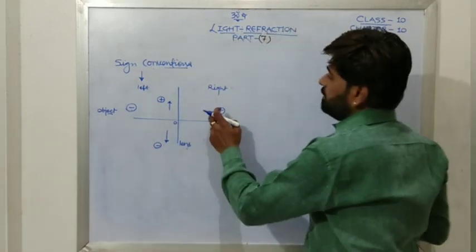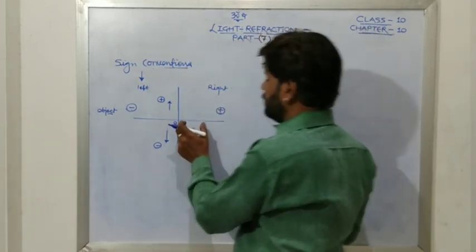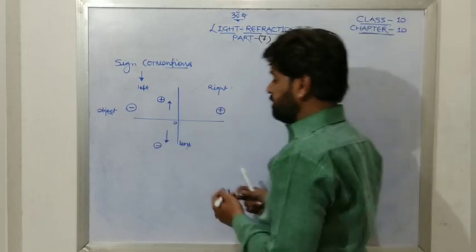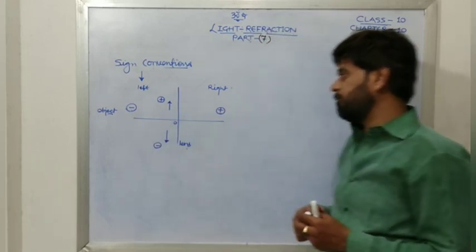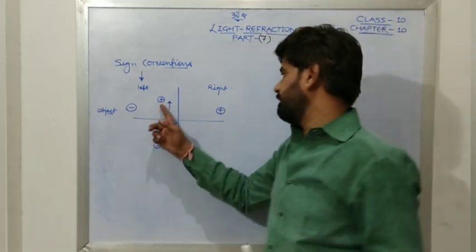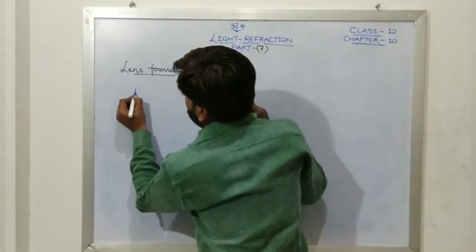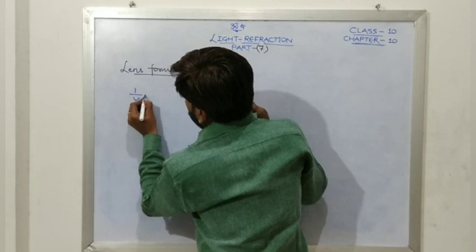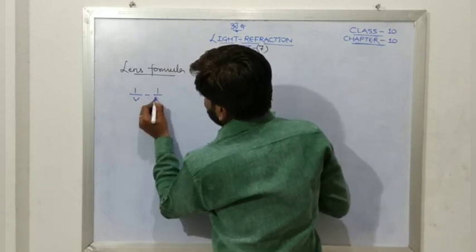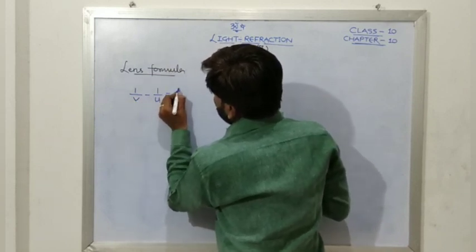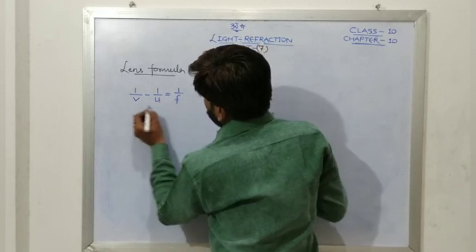If the image is found in this direction, then that will be positive. If the image is inverted, then that will be negative. If the image is erect, then that will be positive. So the lens formula is 1 upon v minus 1 upon u is equal to 1 upon f.